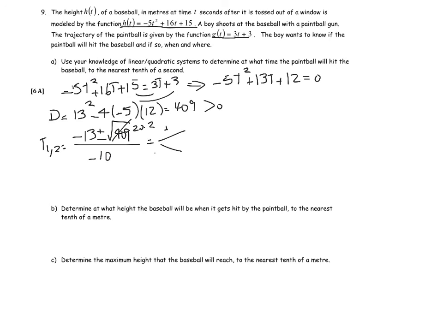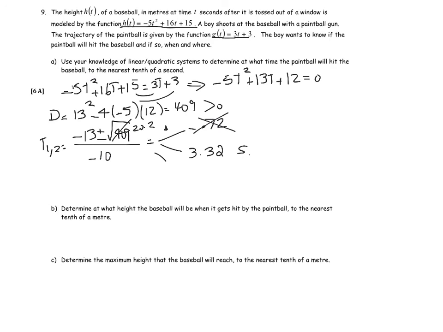So, there are two answers. One, if we add 20.2 to negative 13 divided by negative 10, we get negative 0.72, which we cannot accept because time can't be negative. If we use the negative one, meaning negative 13 minus 20.2 divided by negative 10, we get 3.32 seconds, which we can accept.